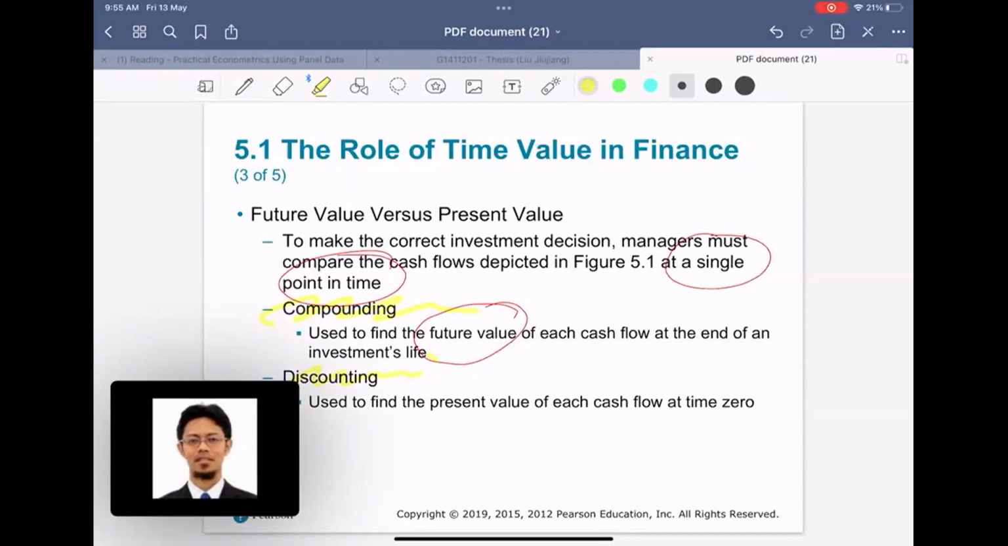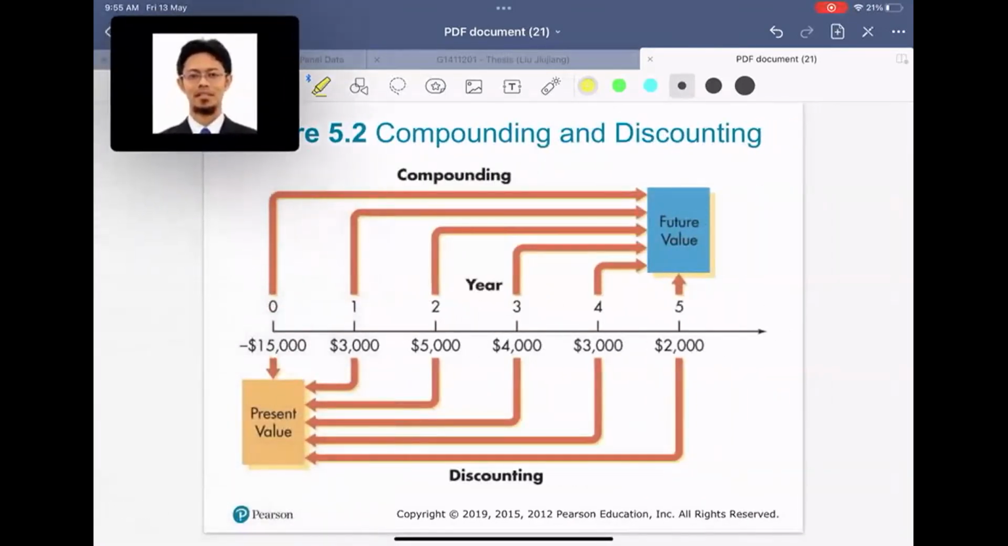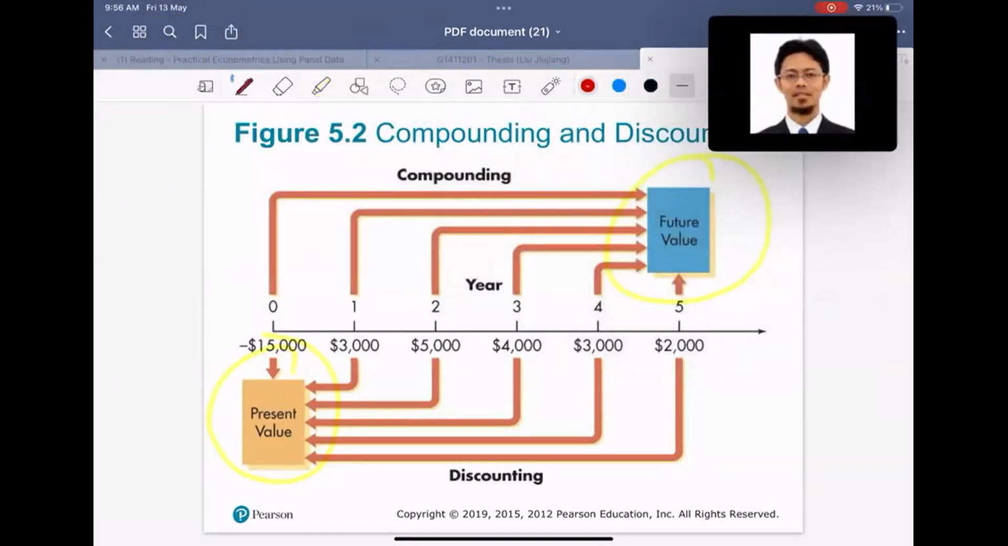So discounting is used to find the present value of each cash flow at time zero, at present value now. Can you see this? So for future value you compound, and for present value you discount. So we need to know the rate. If no rate, you cannot do it.